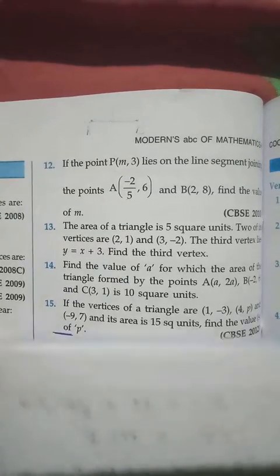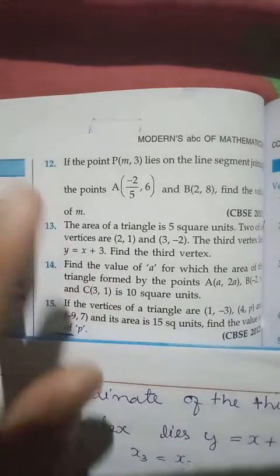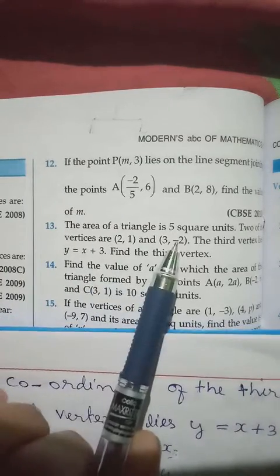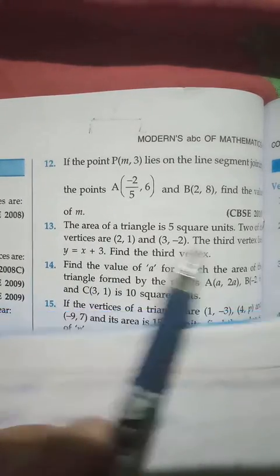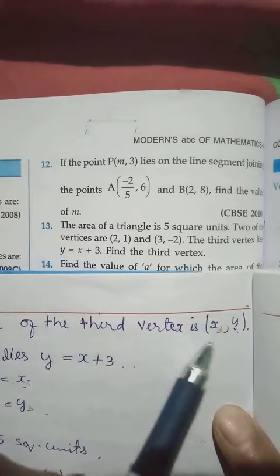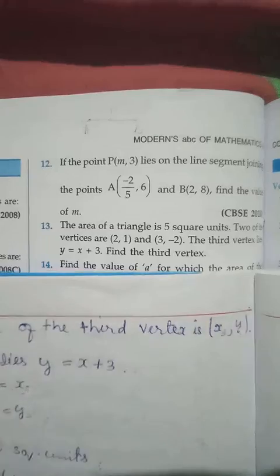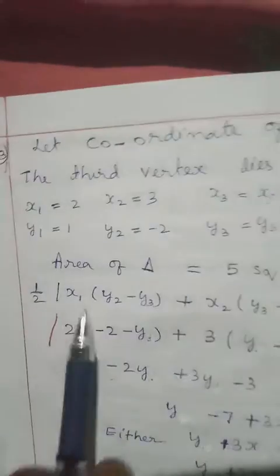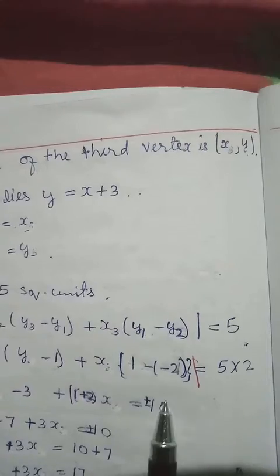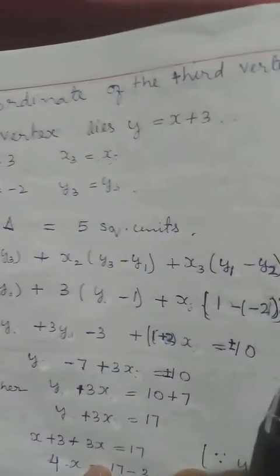So if we don't know, let us consider its coordinate to be (x, y). Now let us find the area of the triangle. If we take 2, here it will become minus 2 minus y. Take it with this one. Then the second will be 3, it will be y minus 1. Then the third one, x, it will be 1 minus minus 2, still equal to 5. So this is 2 divided here, we can cross multiply to the other side. So 2 into 5 will be 10. Leave that one first for the time being.